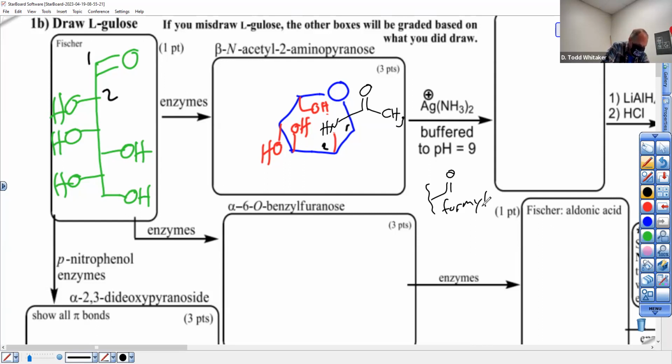What does beta mean for the anomeric? And how do you know it's a hemiacetal? Os. Beta means cis to the CH2OH. Os means hemiacetal. That's an OH. There you go.